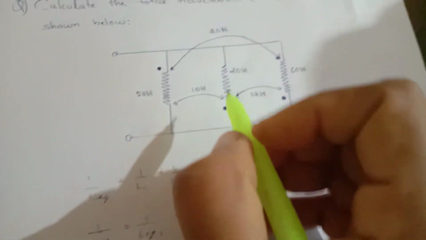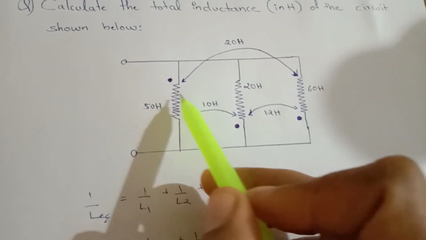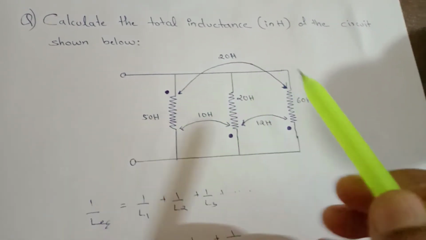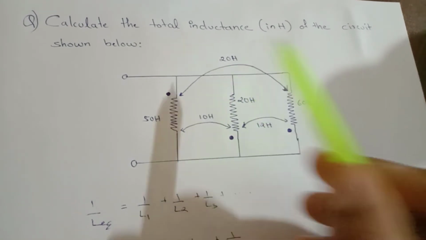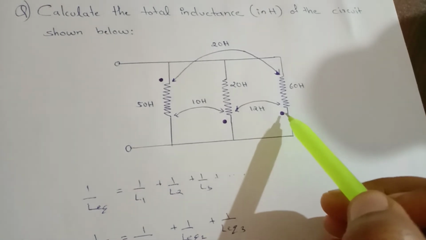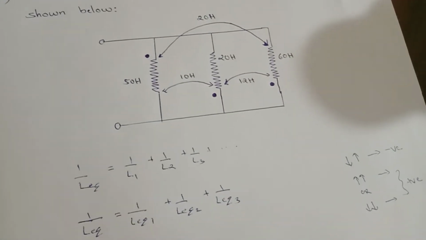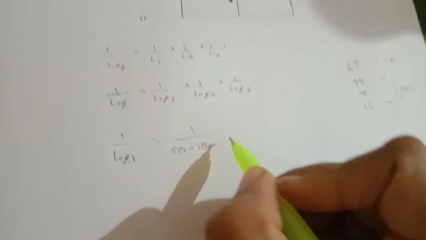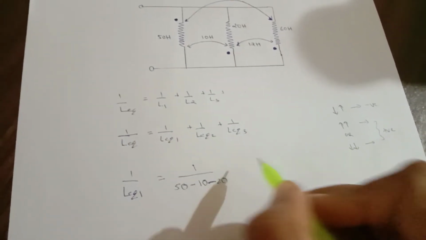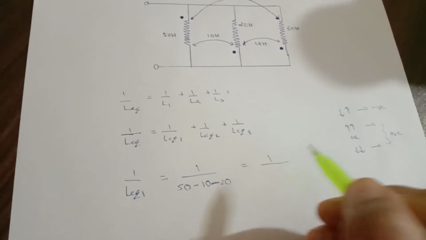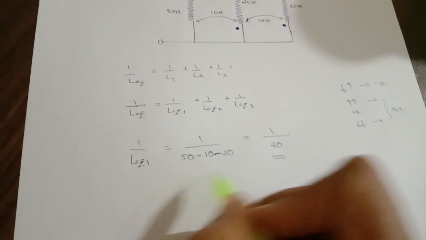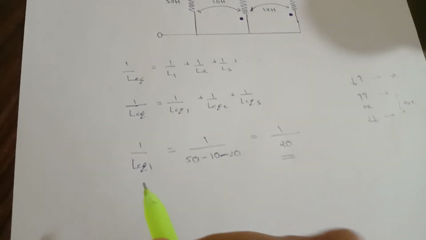Now we have to consider the next two, this branch and the third branch. You can see the mutual inductance between the first branch and the third branch is given as 20 Henry. Then how to find the sign? Here in this branch the current is entering and here in this branch the current is leaving, so we will consider the sign negative, so it is minus 20. Solving this you will get 1 by 20. So we got 1 by L equivalent 1.